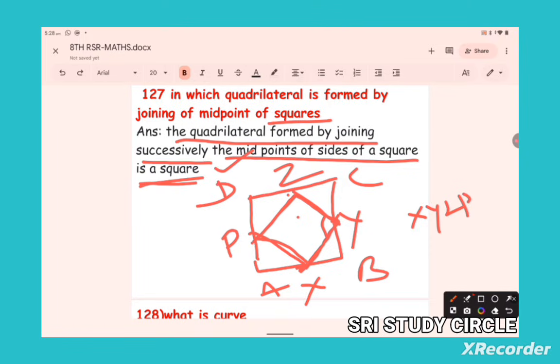So XYZP is a square. X is the midpoint of AB, Y is the midpoint of BC, Z is the midpoint of CD, P is the midpoint of AD. So XYZP forms a square. The figure joining midpoints of a square is also, as we know here, a square.